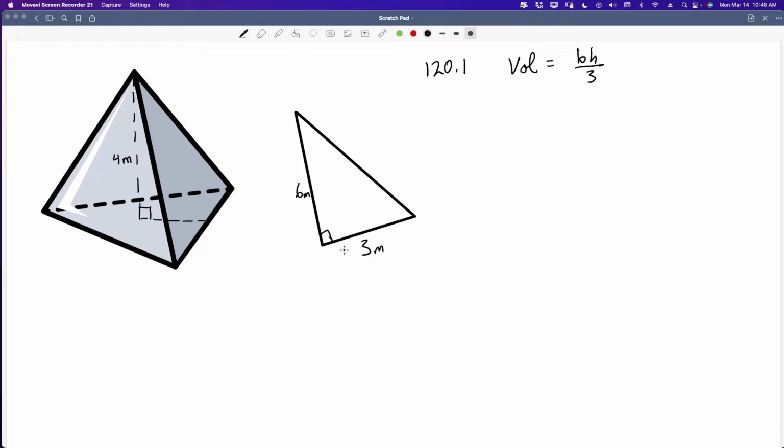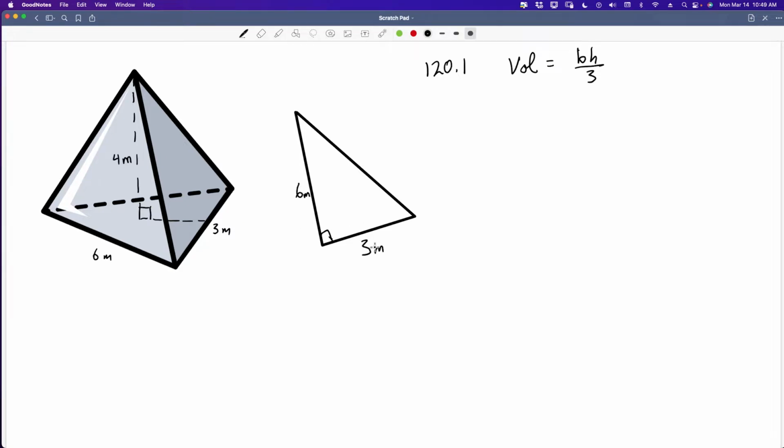And we have the base here. So we have to find the base area and multiply that times the height and then divide that by 3 in order to find the volume of this pyramid. So we're given the base here, which is this right here. This side is 6 meters, and this side is 3 meters. And the height is 4 meters. But we just have an illustration here so you can see what this is sitting on top of.